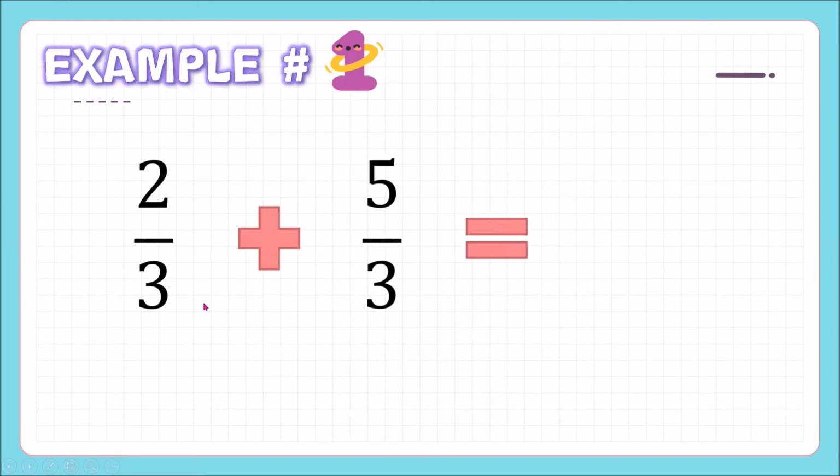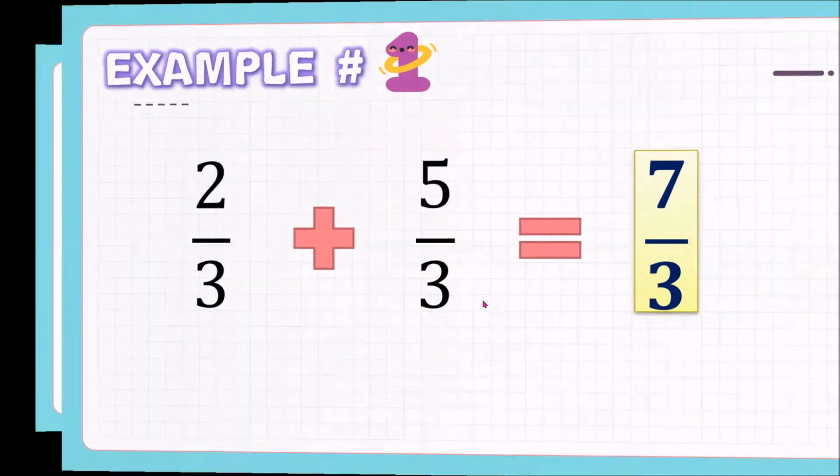So just copy this. Don't add 3 plus 3. Just copy the same denominator. So we have here 3. And then just add 2 plus 5. We have here 7. So our answer is 7 over 3. Take note that in adding and subtracting fractions, our answer should be in lowest terms. So in this case, 7 over 3 is in its lowest terms, so no need to simplify it. So that is our final answer.